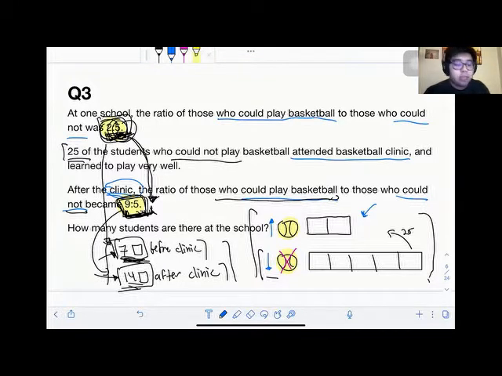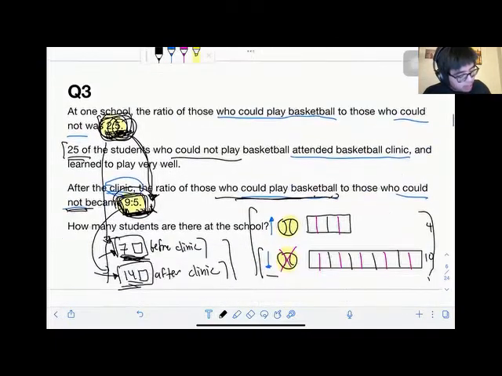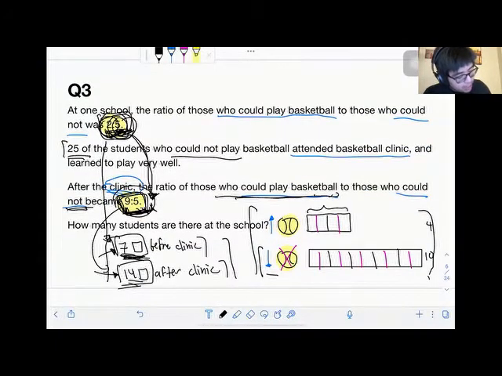Sa taas, divide into 2. Ayun. Yes. Gawin po natin yan, yung mga boxes natin i-divide sa dalawa na. Okay. So yung ibig sabihin, yung ratio na 2:5 ay ngayon naging 4:10. At pagkatapos ng clinic, the ratio of those who could play basketball to those who could not became 9:5. At kita po natin na may 4 na dito.